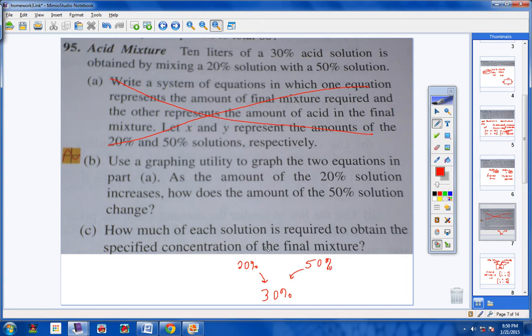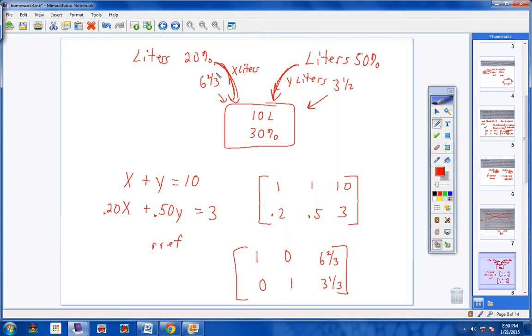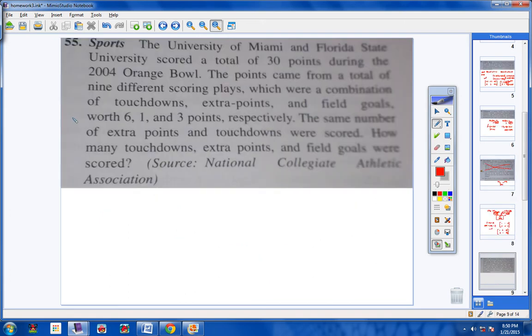And then how much of each solution is required to obtain the concentration? Well, we got it right here. We already found it. Right here. 6 2/3 of the X, the 20% solution, and 3 1/3. That should be a 3. 3 1/3 of the 50% solution. Okay, moving on to a new page, and it's page number 855, numbers 55 through 65.